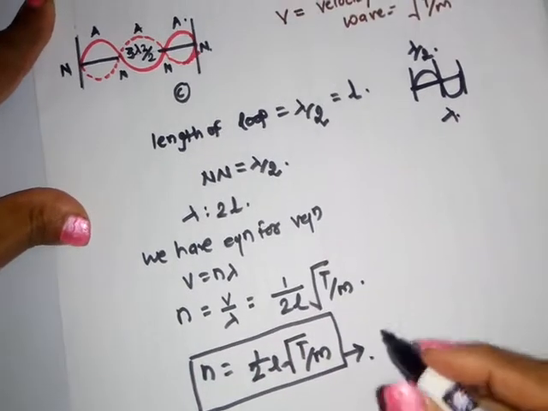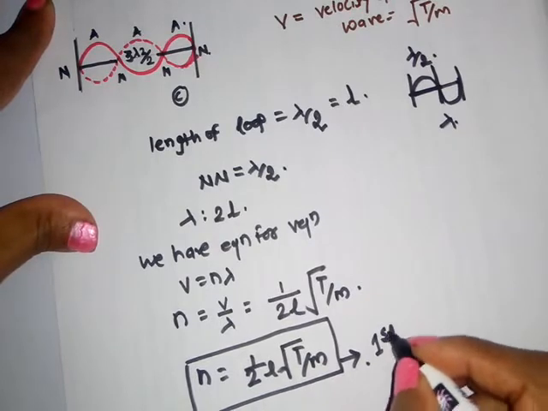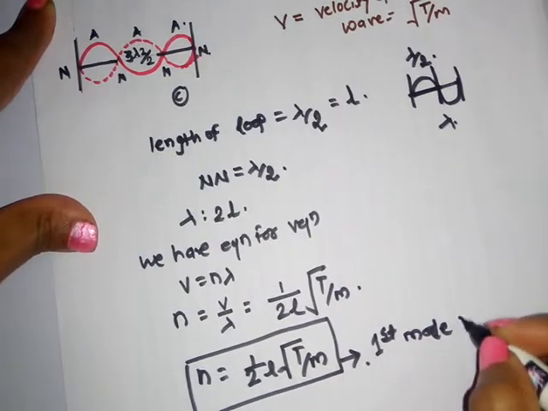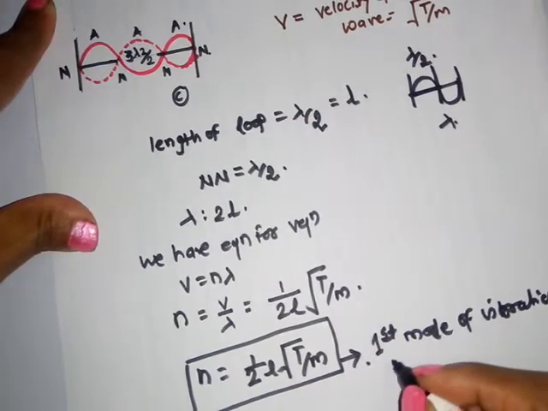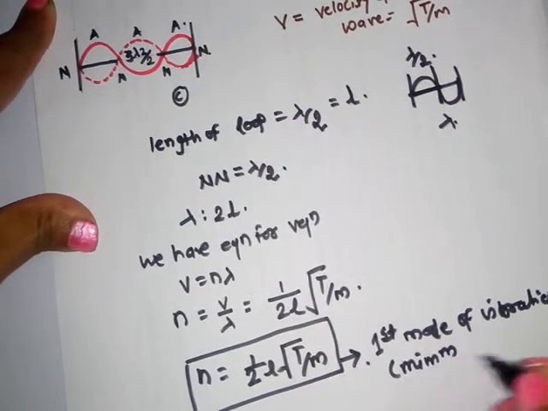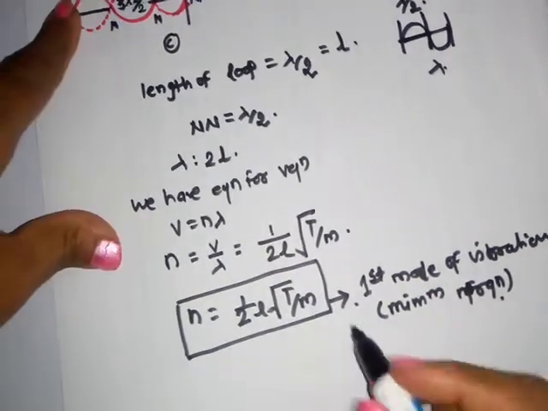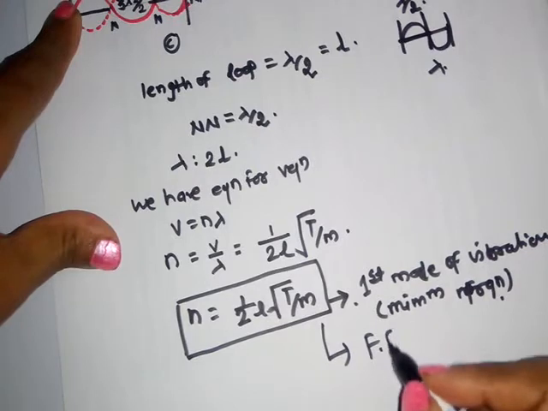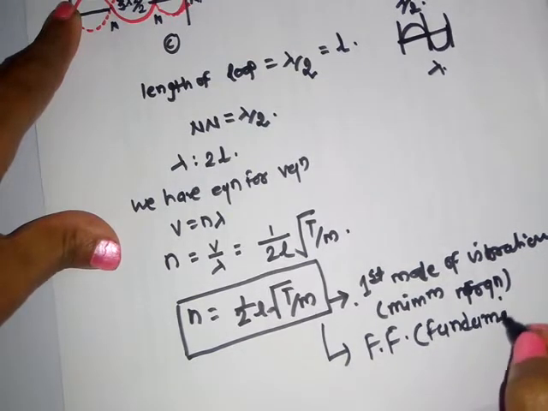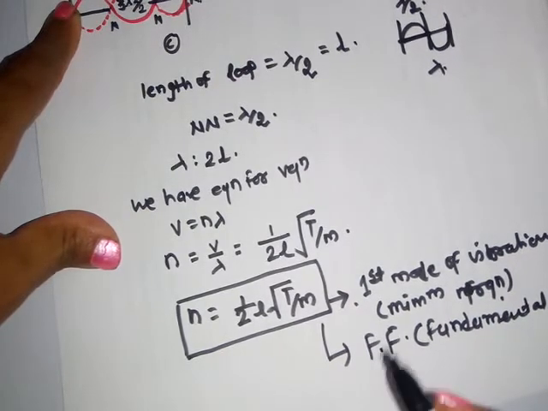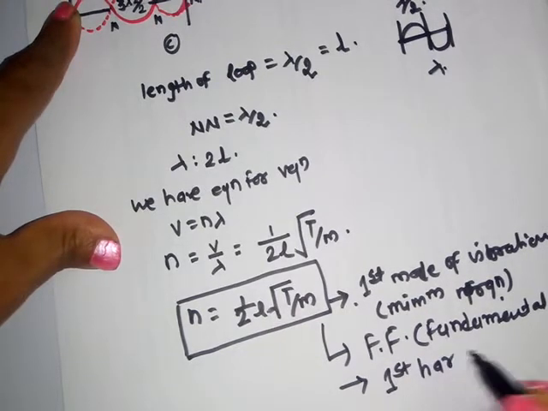This represents the frequency for the first mode of vibration. And this is the least or minimum frequency. That least or minimum frequency is called the fundamental frequency. FF means fundamental frequency. And the fundamental frequency is called the first harmonic.